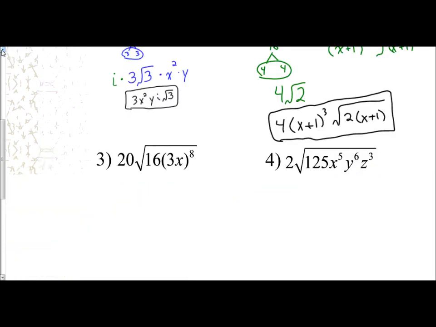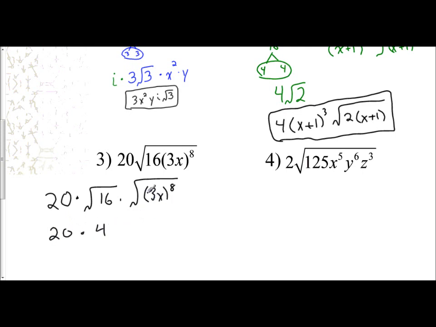So it even works like ones in number 3, where we have 20 square root of 16, 3x to the 8th power. That 20 is on the outside. I'm going to have to keep that in play. It's always going to have to be there. We're going to use it at the end. And then break it apart: square root of 16 times the square root of 3x to the 8th. Well, the square root of 16 is 4, so I have 20 times 4.